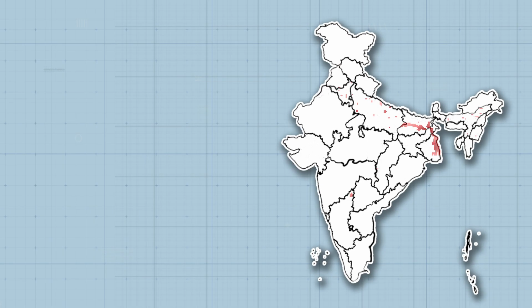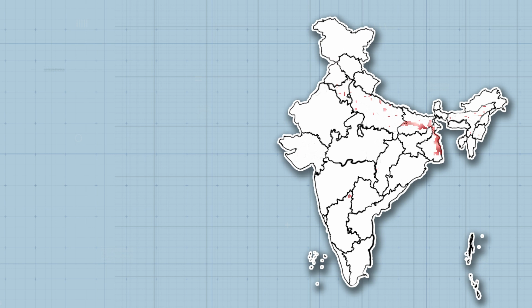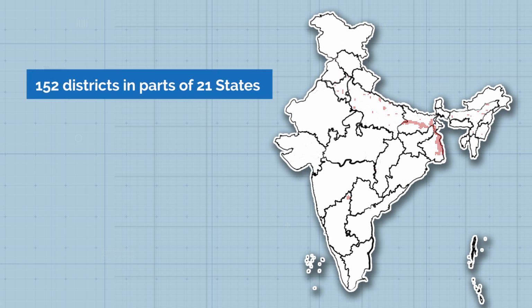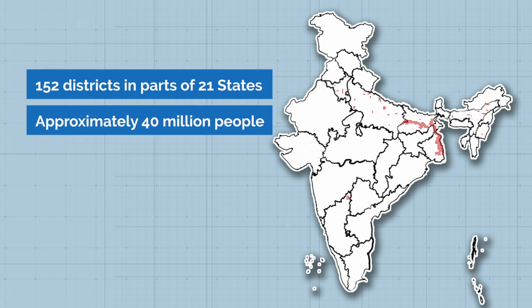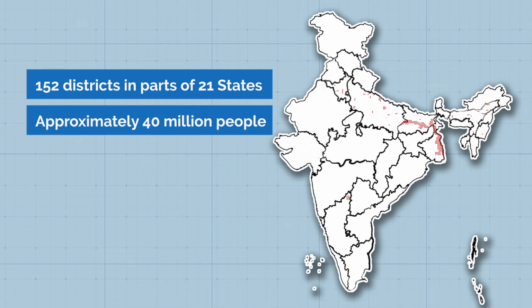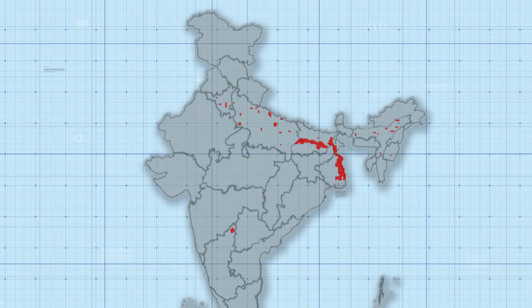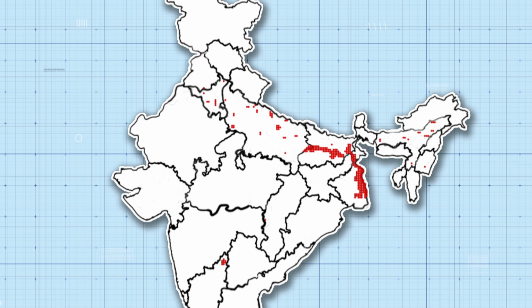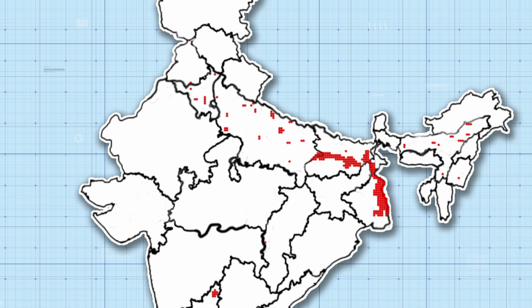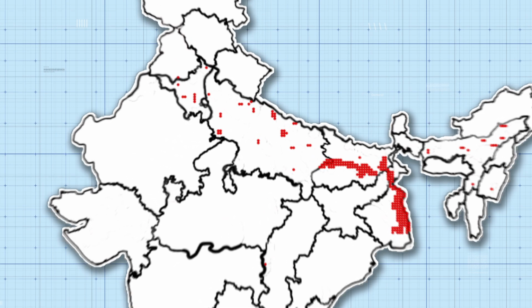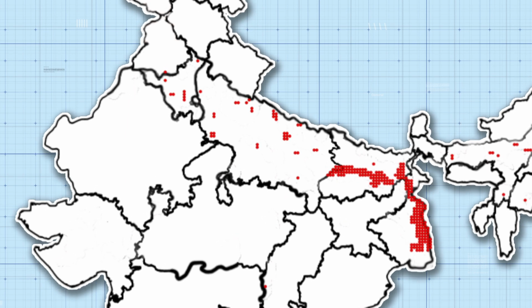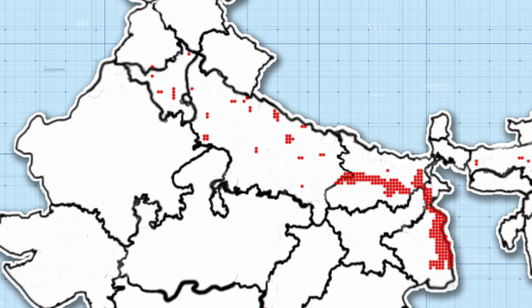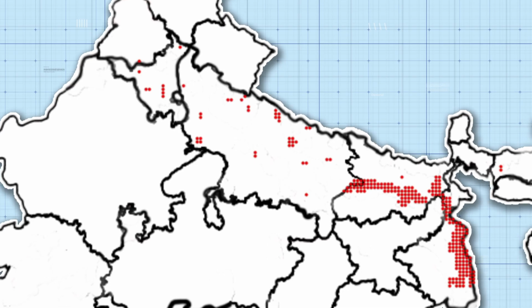As per the studies carried out by the CGWB, arsenic is found in parts of 152 districts in parts of 21 states, and approximately 40 million people are residing within the risk zone of arsenic contamination. However, it is important to note that in an affected district, not all blocks are affected. In an affected block, not all villages are affected. In an affected village, not all the borewells or sources are affected.